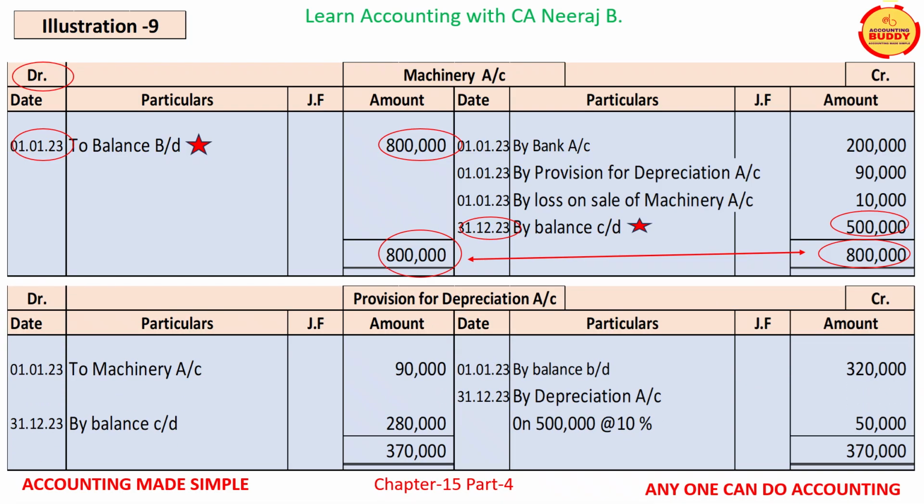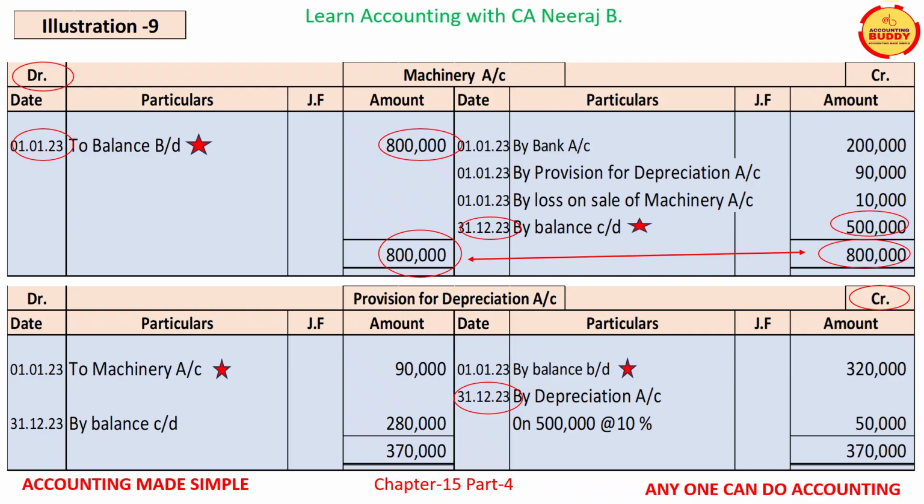Ledger account provision for depreciation is displayed on your screens. On 1st of January 2023, the opening balance of $320,000 is recorded on the credit side of the account by writing the words "by balance brought down." On 1st of January 2023, $90,000 being the accumulated depreciation amount of the machinery sold is debited to the provision for depreciation account by writing the words "to machinery account."